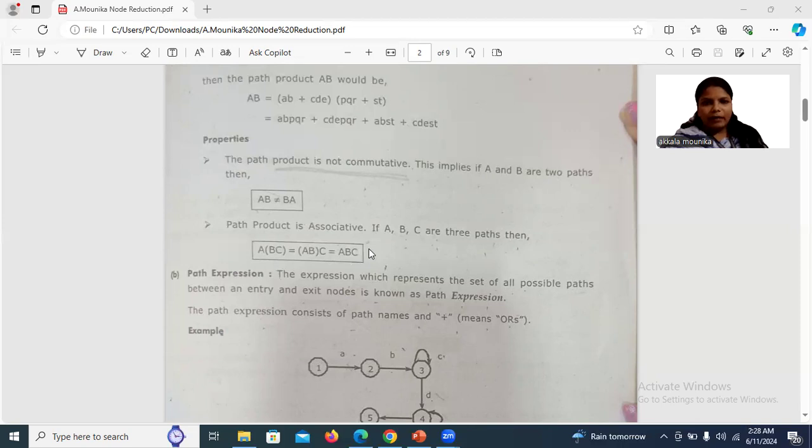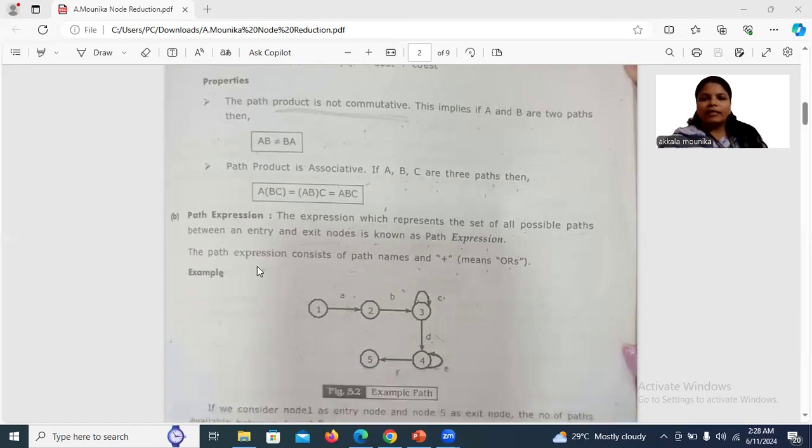That is equal to ABC. That means however we take it, A into B and C, or A of BC, however we take it, we will get the same thing.